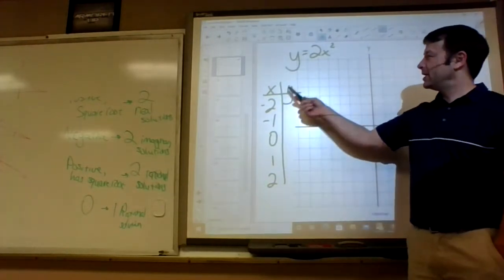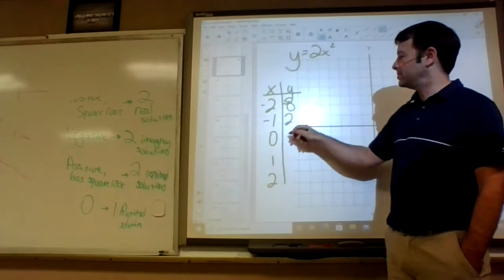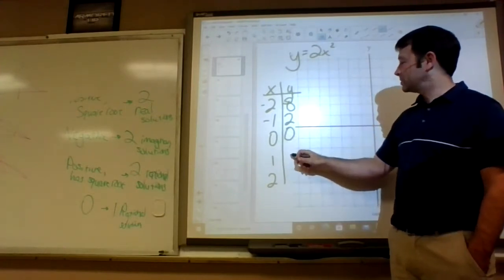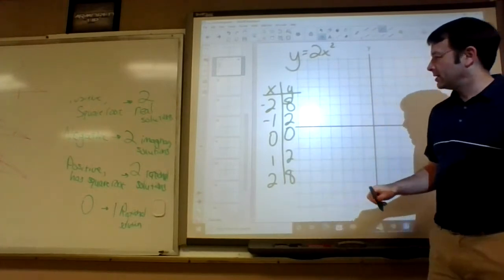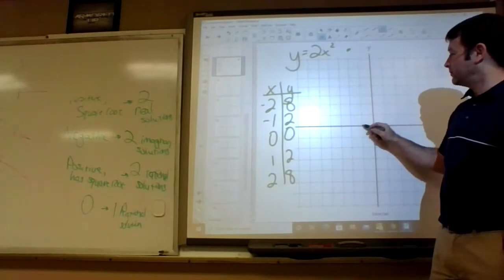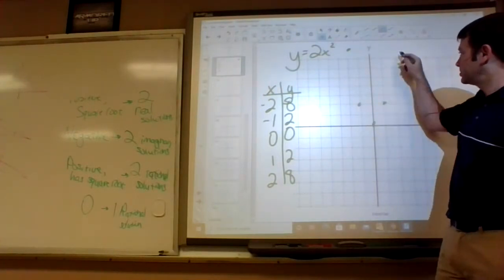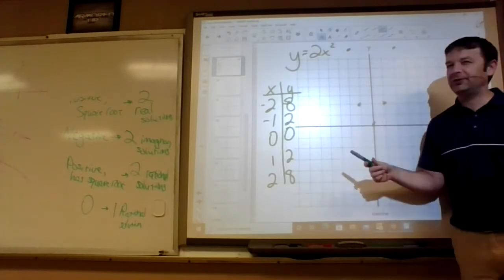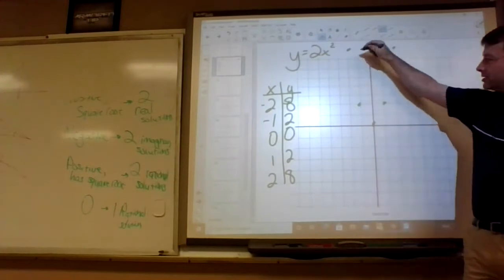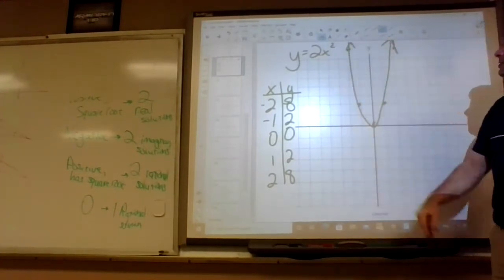Okay, -2 squared is 4, times 2 is 8. -1 squared is 1, times 2 is 2. 0 squared is 0, times 2 is 0. 1 squared is 1, times 2 is 2. Okay, -2, 8. -1, 2. You can kind of cheat when you're drawing parabolas because if you got the left side right, then you can just copy it on the right side. It's steeper, yeah, it goes up faster.